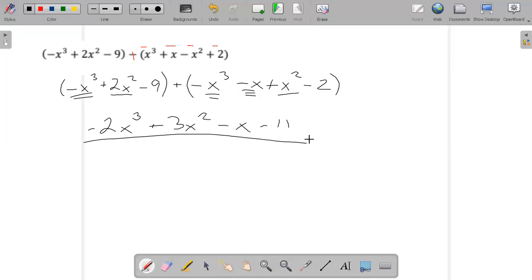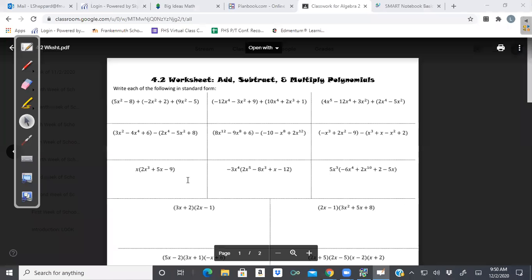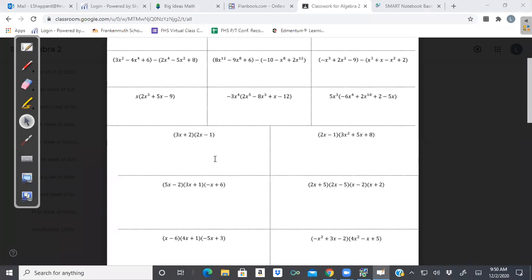Does anybody have any questions about those two things? So I'm hoping that those are pretty straightforward. I'm hoping that those are things that no one really has too big of an issue with because it's just combining like terms. So now let's go through one that's a little bit trickier.